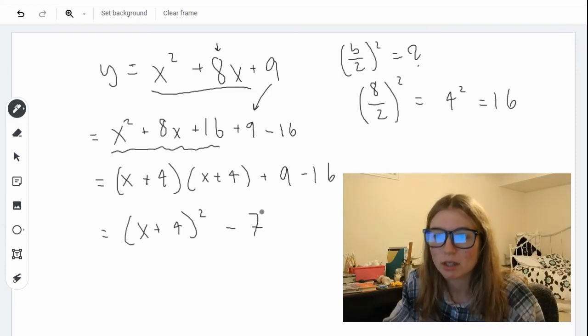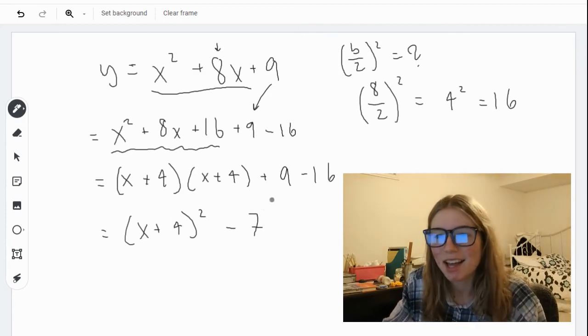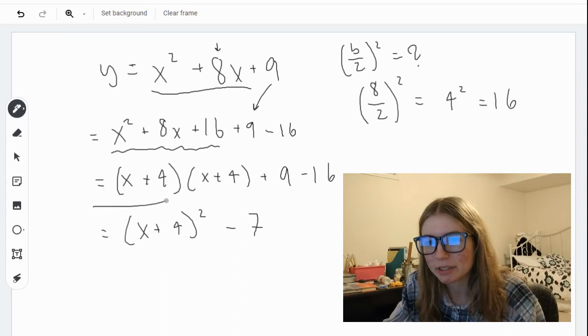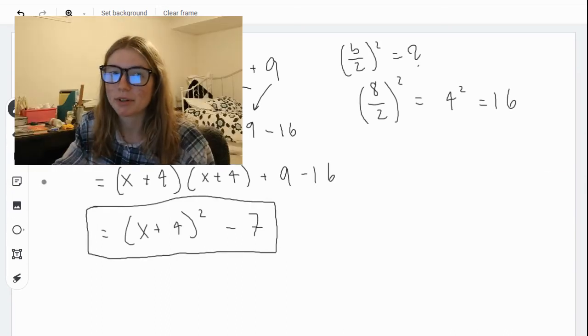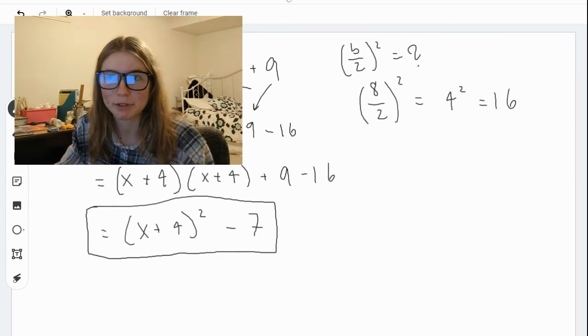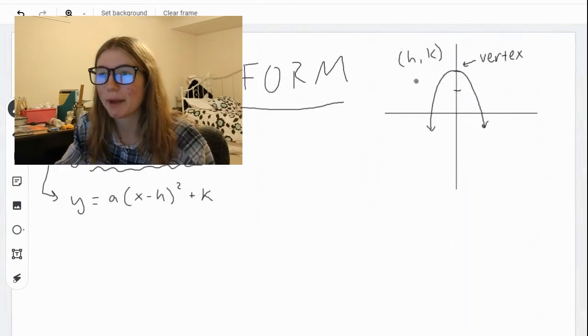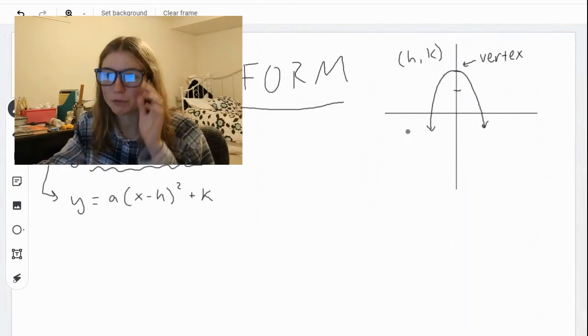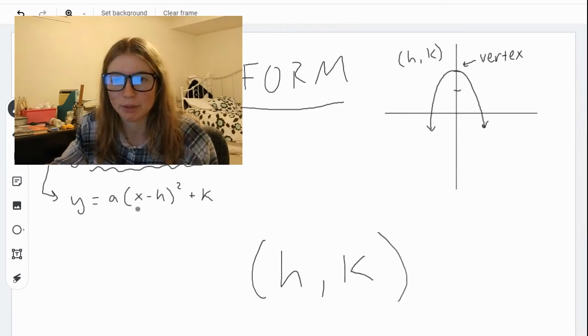That is negative 7, right? Yes. And that's going to be our answer. So remember, we're using vertex form to find the vertex of the parabola. And when we're going back and looking at the graph, the vertex is at h, k. But if we look at our equation for vertex form, it's x minus h squared plus k.